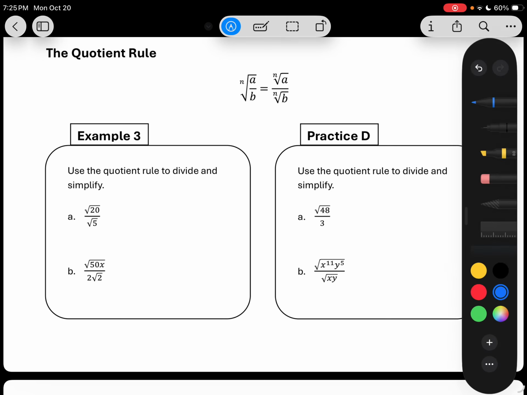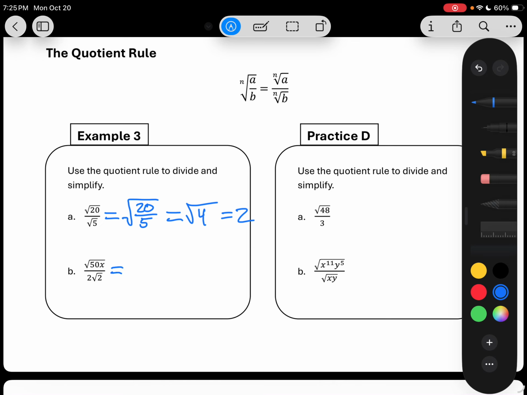If you take a look at example 3, it's the square root of 20 divided by the square root of 5. Since those are the same kind of root, we can make it one root and say it's 20 divided by 5, which is nice because 20 divided by 5 is 4. So we have the square root of 4, which becomes 2. Let's go ahead and do that on the next one.